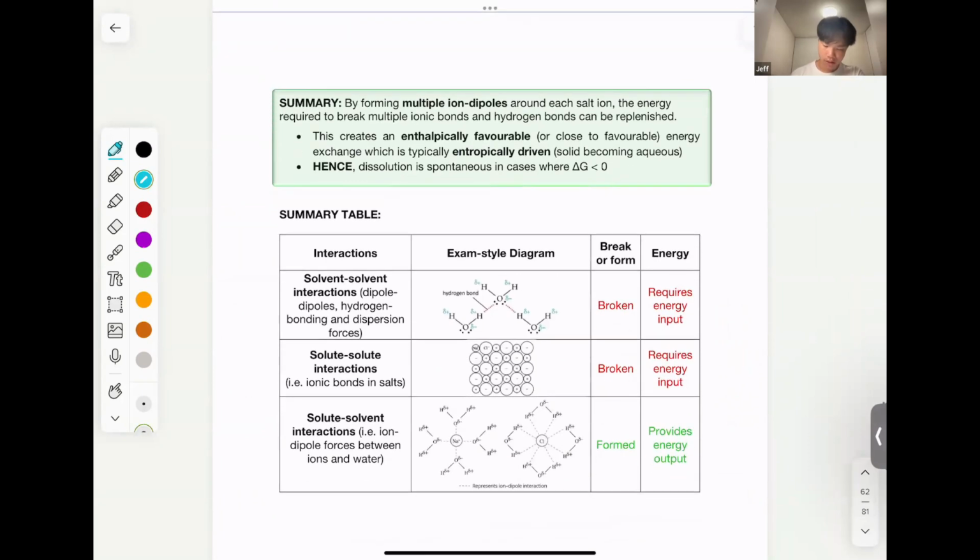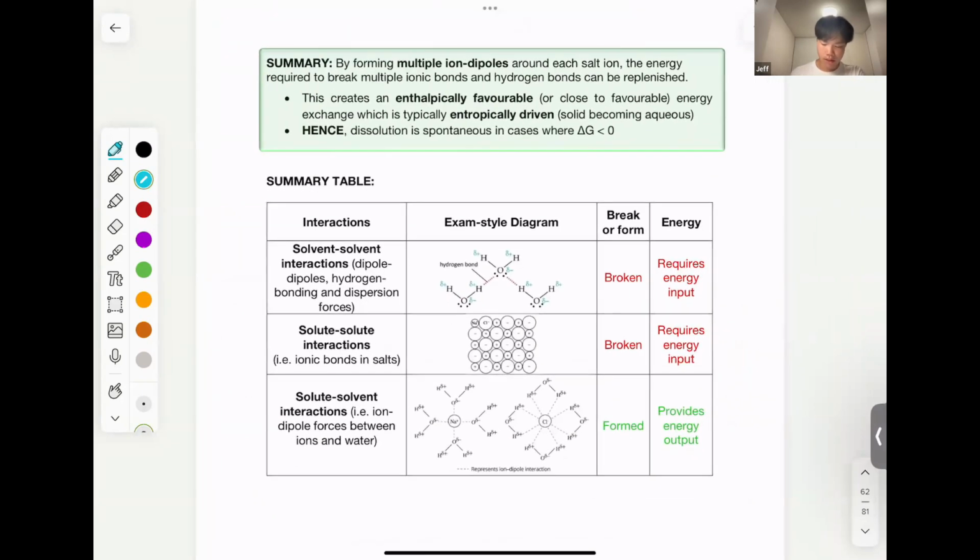And to summarize, ionic dissolution is favorable when you have a delta G that is less than 0. In order to have that, it's typically because your entropy is positive and your enthalpy can be either negative or positive, but it will be spontaneous when the entropy drive outweighs the enthalpy, if it is the positive case.